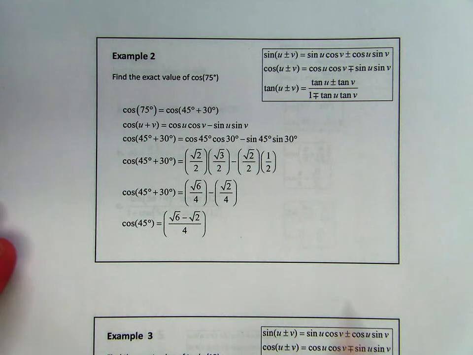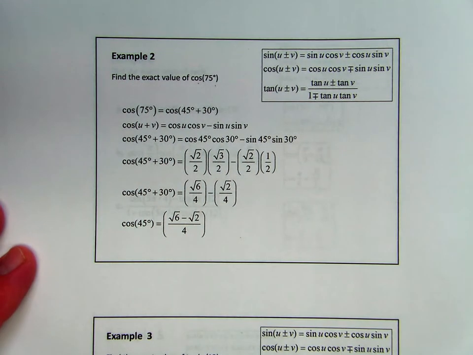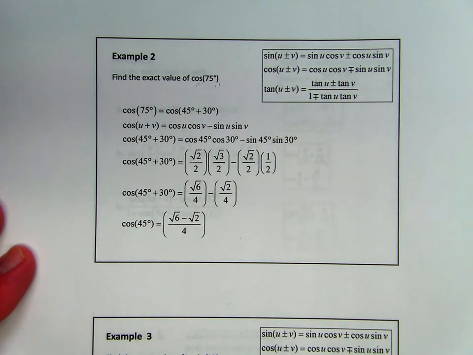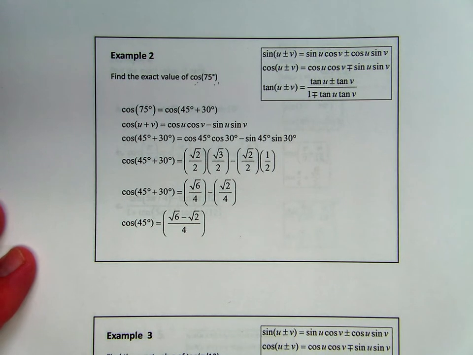Next slide here, it's asking us to find the exact value of the cosine of 75 degrees. Well, 75 degrees does not appear on the unit circle. So prior to today, we would have no way to get an exact value of the cosine of 75 degrees. The best we would be able to do would be to get a decimal approximation in our calculator.